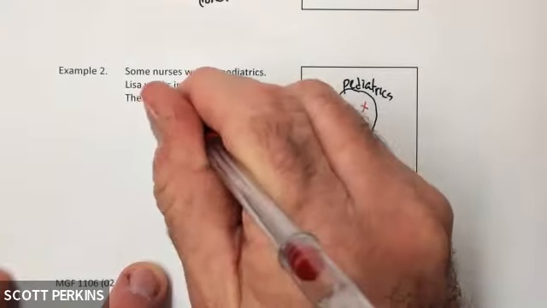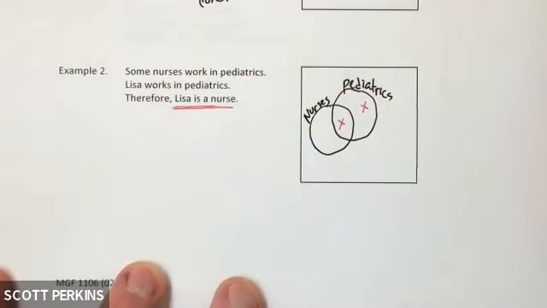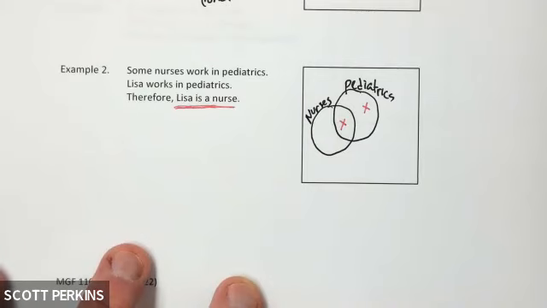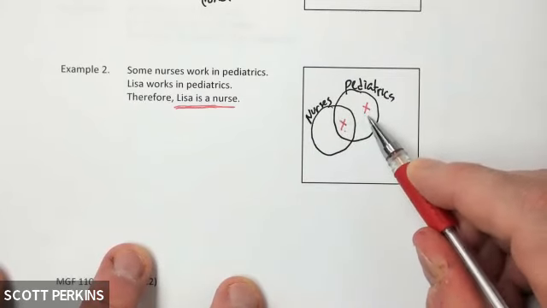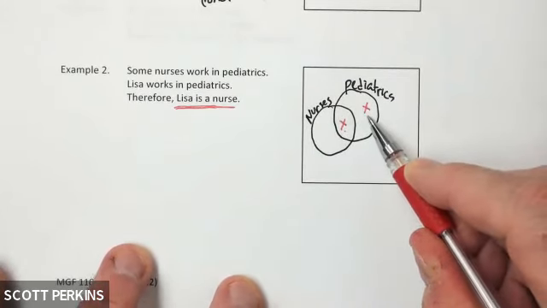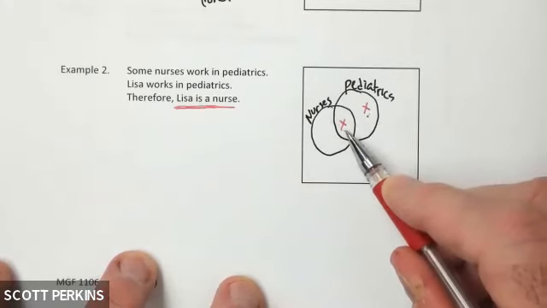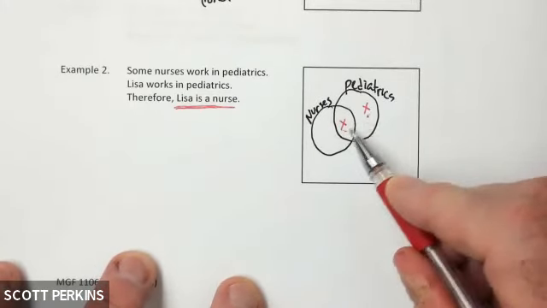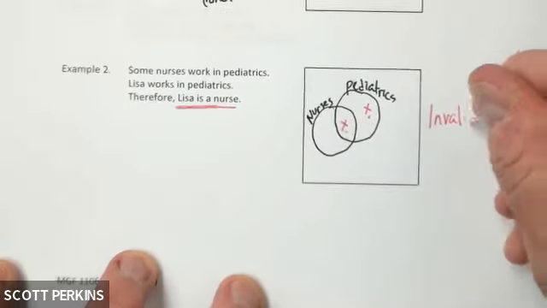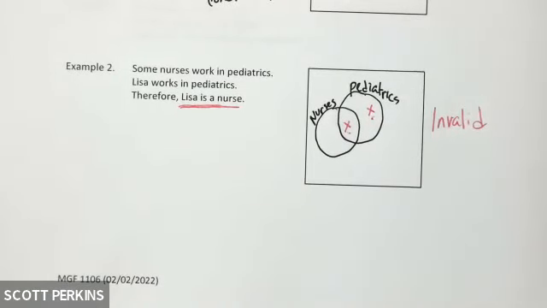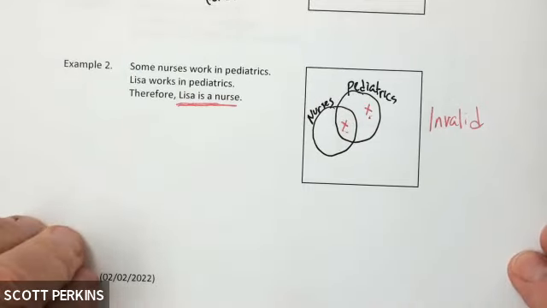So here's the question: do I have to come to this conclusion? Do I have to assume that Lisa is a nurse? No. If I put her right here she could be, but she also might not be. She might be a doctor, or something else. Because there are two ways I can do this drawing, that makes this an invalid argument. There's more than one conclusion we could come to. We're just not given enough information to know what Lisa's role is.